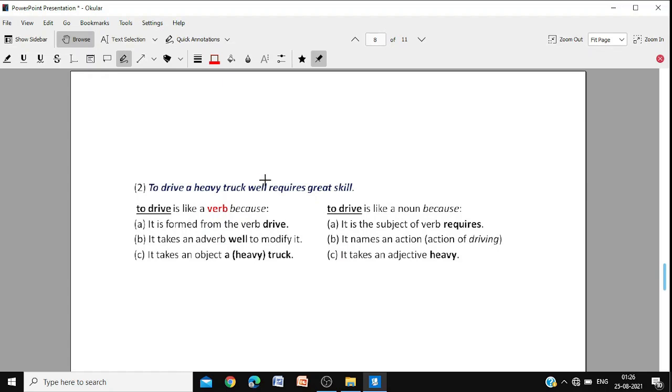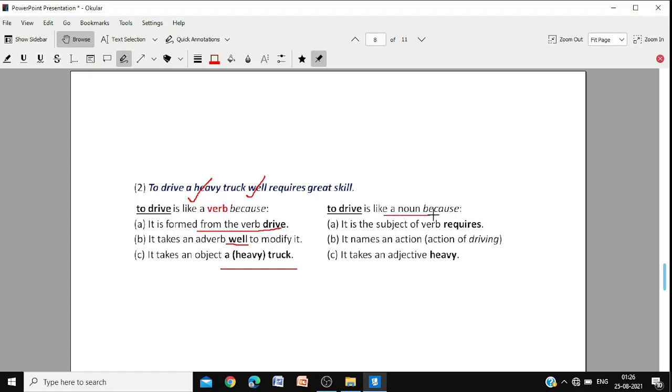To drive a heavy truck well requires skill. To drive is a verb. Why? It is formed from the verb drive. It takes an adverb, well. To drive well. To drive what? It takes an object, a heavy truck. To drive what? To drive a heavy truck. So to drive has an object. To drive how? To drive well. So it can take an adverb.